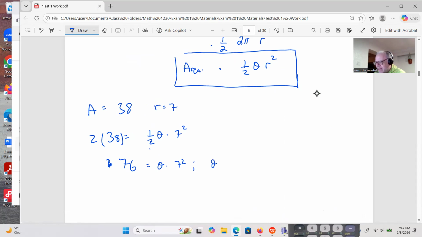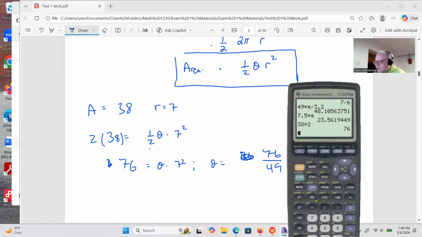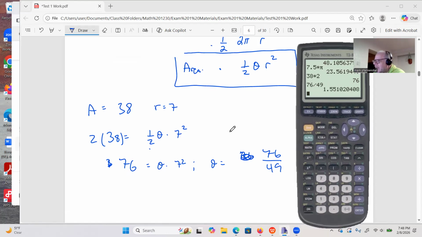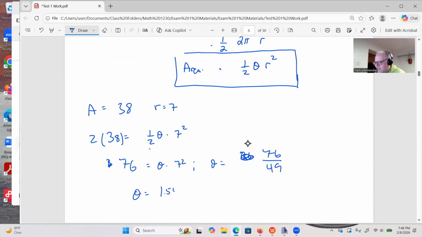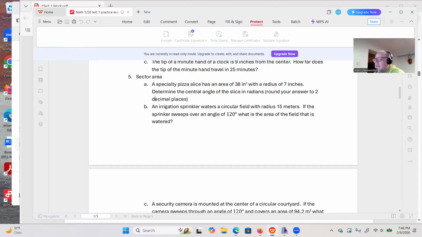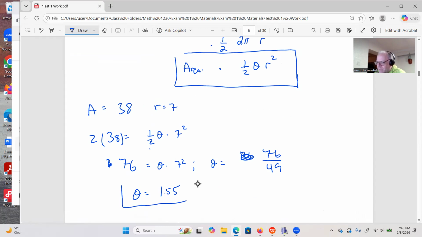So theta is equal to 76 over 49. That's going to be my theta. So 76 divided by 49 is 1.55. So my theta in radians is 1.55. What did they ask me for? How many decimal places do they want? I think it's 2 decimal places, and we can look at that. Yes, 2 decimal places.